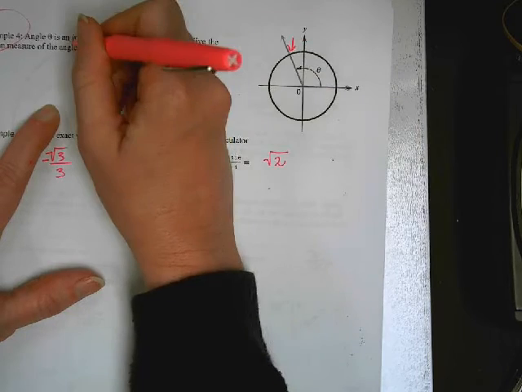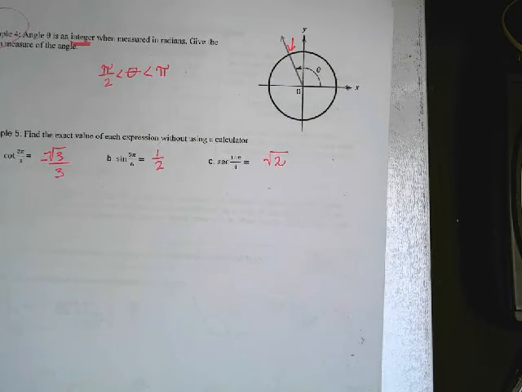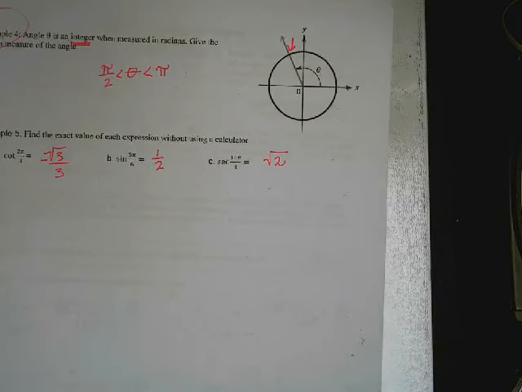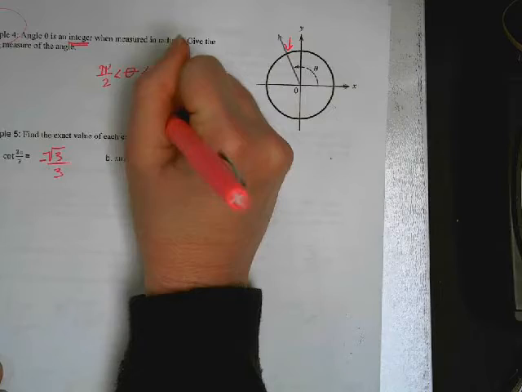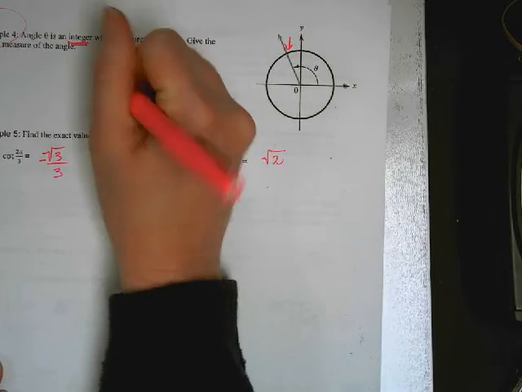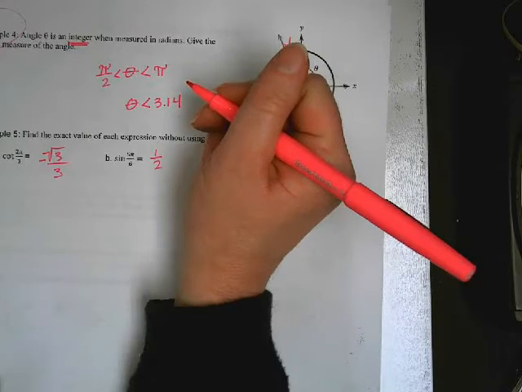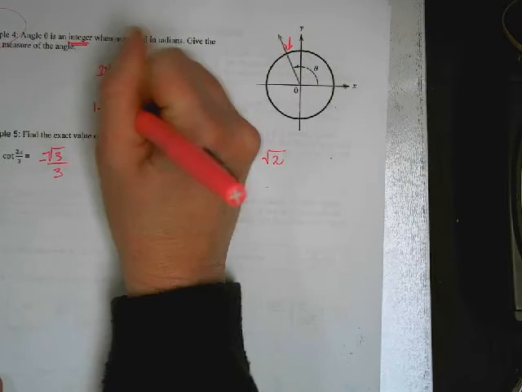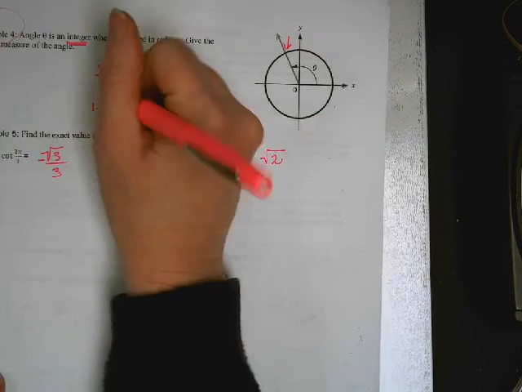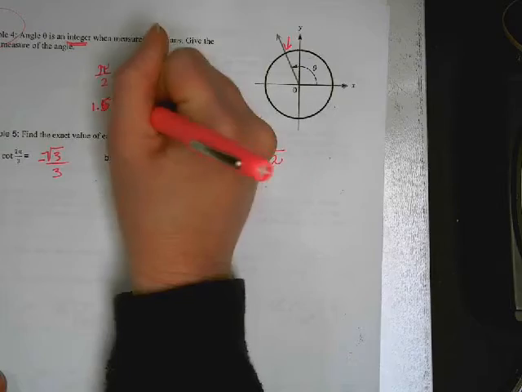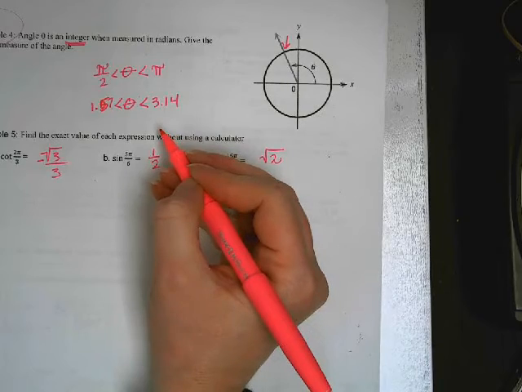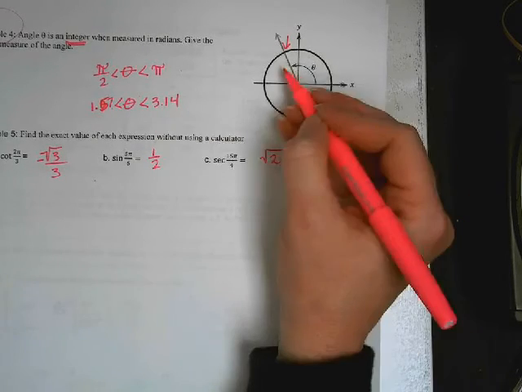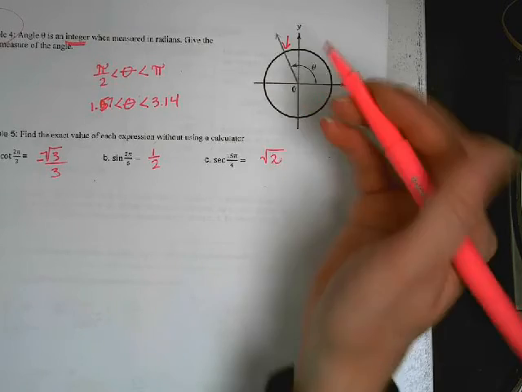Now it says angle theta is an integer. Integers are whole numbers. And it's an integer when it's measured in radians. Well, in radians, pi is 3.14159, et cetera, and pi over 2 is like half of that. So that's about 1.57, et cetera. So I need a whole number between 1.57 and 3.14. It's either 2 or 3. Which one is this closer to? It's closer to 2. So that's 2.